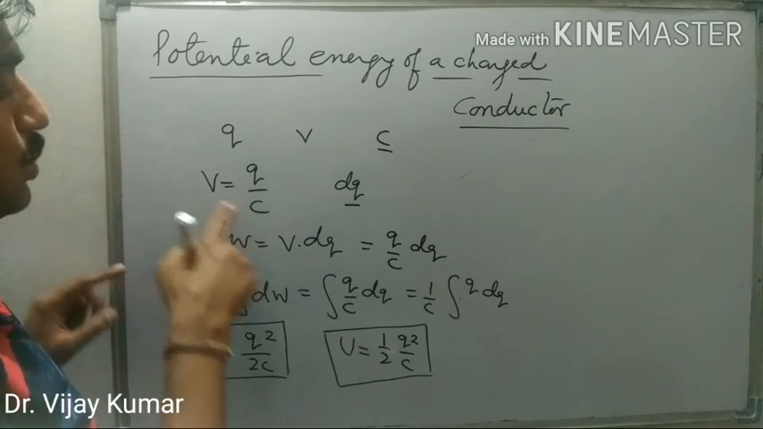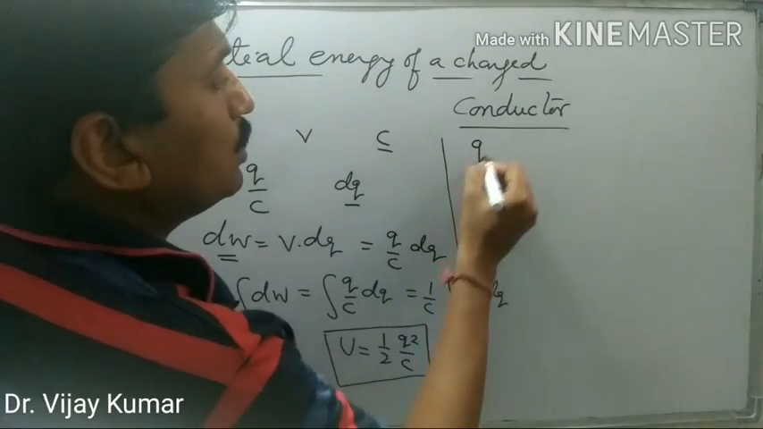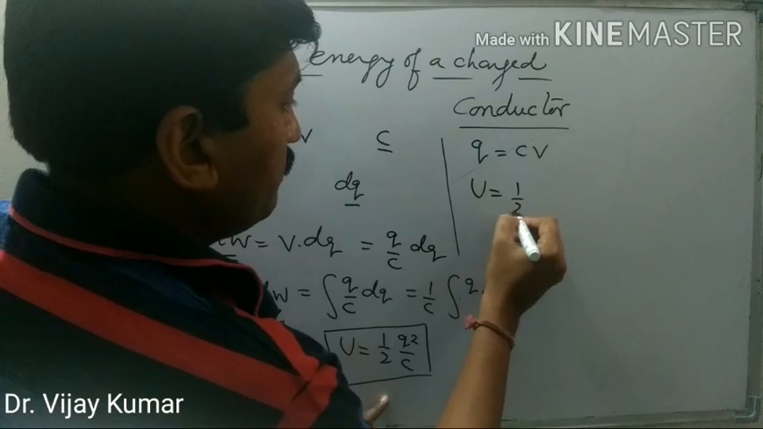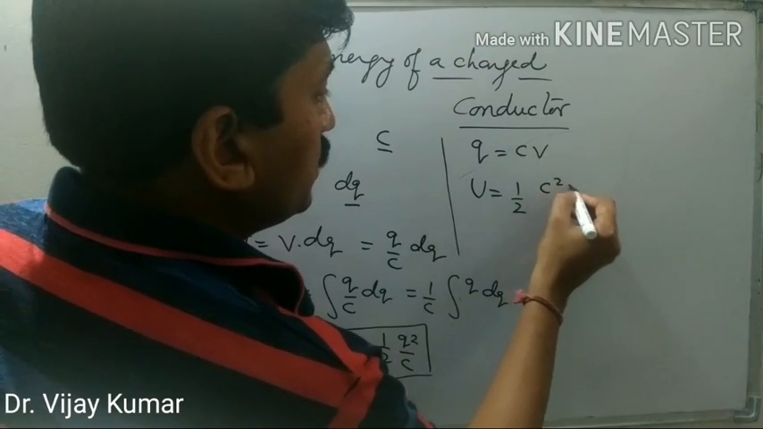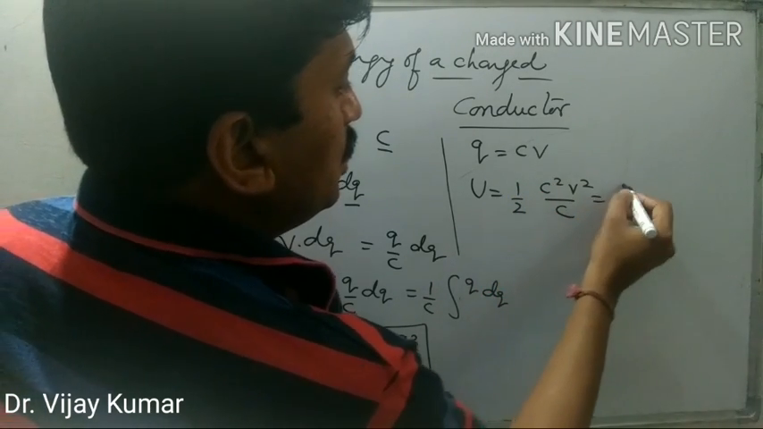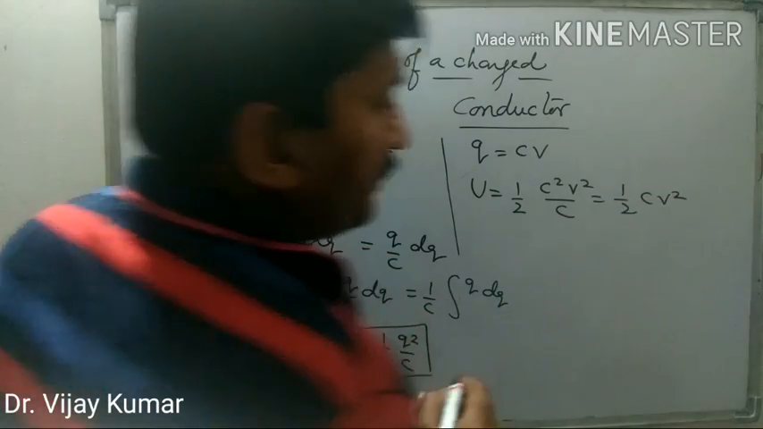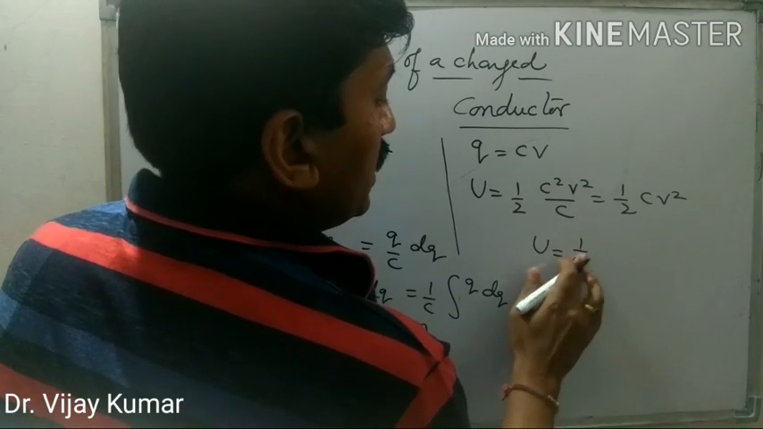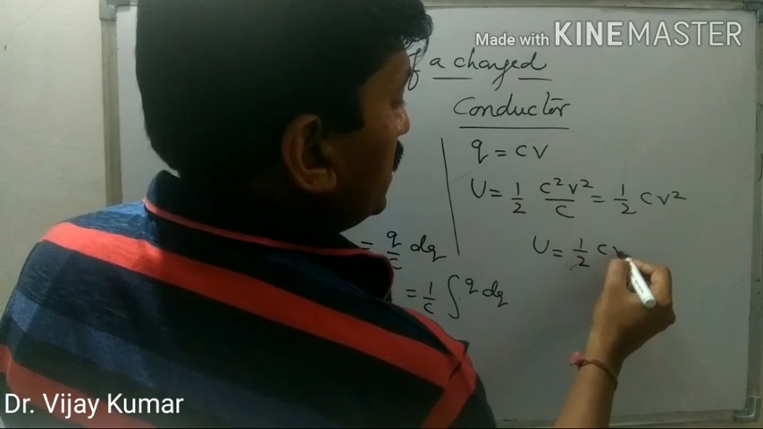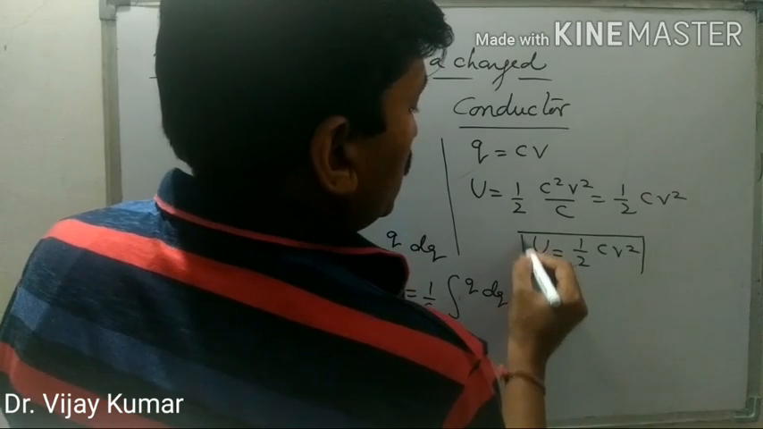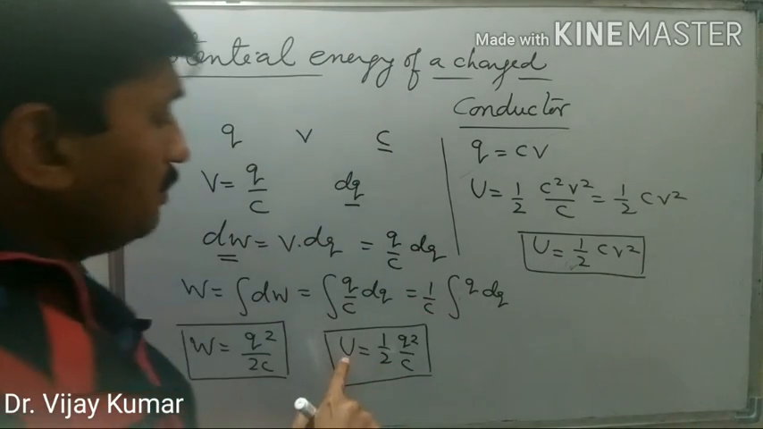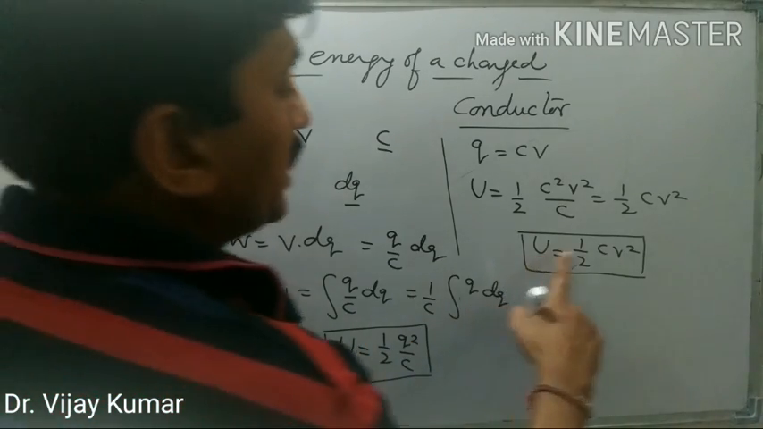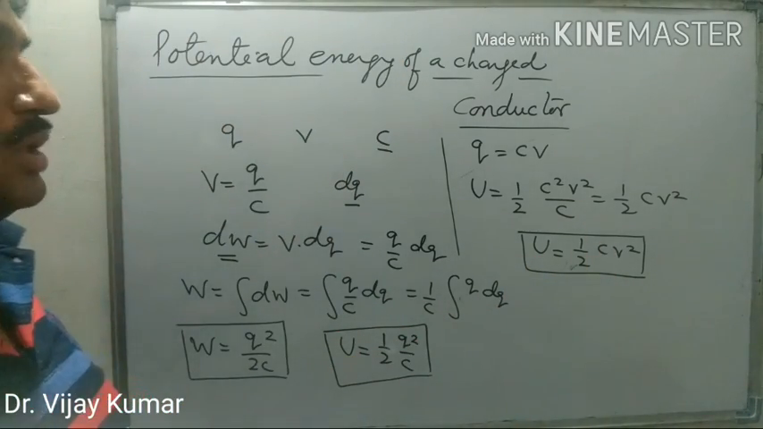And we know that Q is equal to CV. If we put the value of Q, then the potential energy becomes half of C²V² upon C, or ½CV². It means potential energy in terms of capacitance and potential is ½CV². These two formulas show that potential energy is directly proportional to Q², and potential energy is directly proportional to V², the square of the potential.